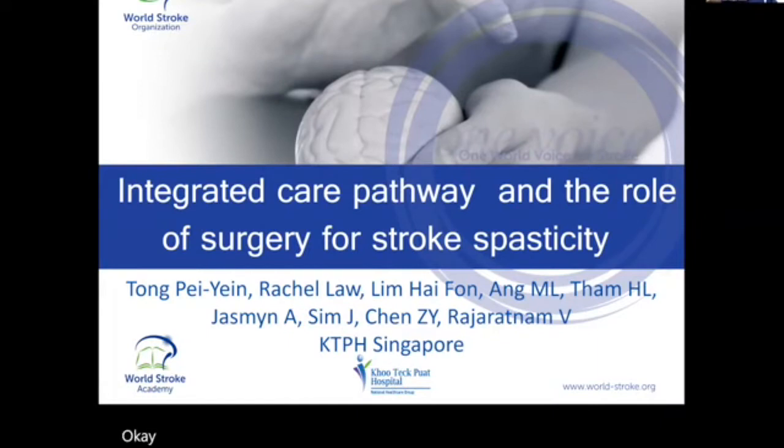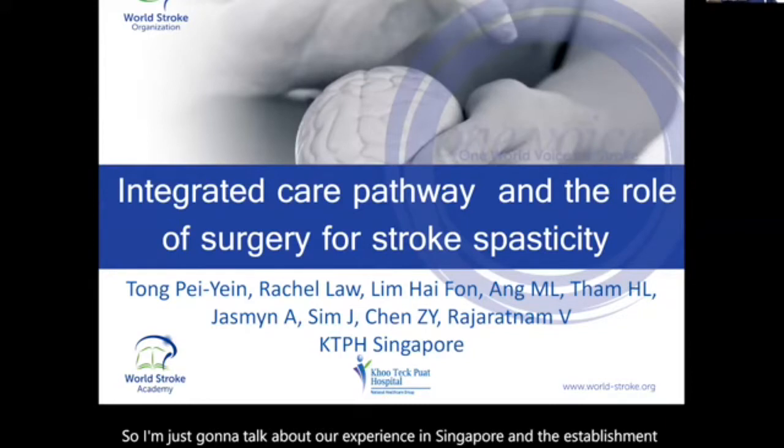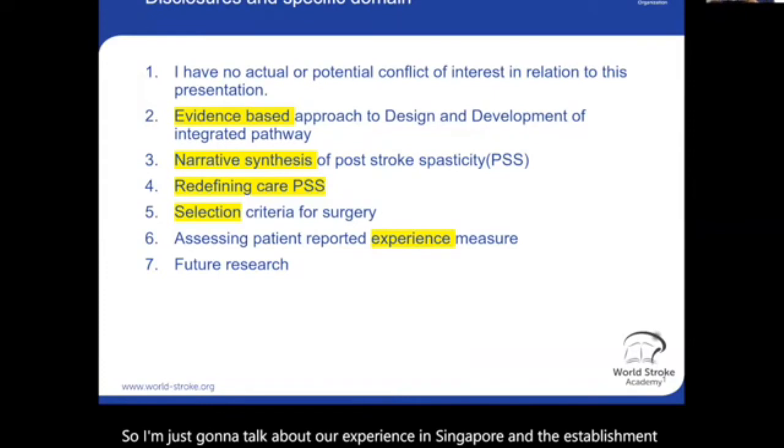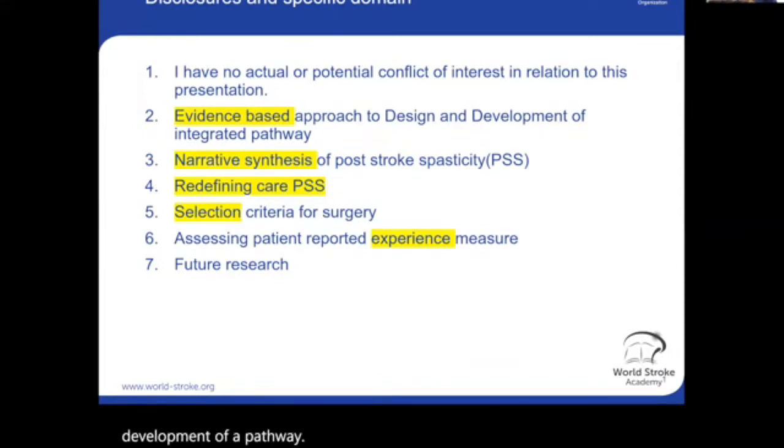So I'm just going to talk about our experience in Singapore and the establishment of an integrated pathway for stroke spasticity. I have no potential conflicts. What we're going to cover today is an evidence-based approach to the design and development of a pathway. We use the narrative synthesis of post-stroke spasticity, and we redefine post-stroke spasticity care in a comprehensive and integrated fashion. And we developed criteria for surgical intervention, and we did a preliminary evaluation of our outcomes and our early experience with the use of this new pathway. And we'll talk a little bit about the further areas of development.